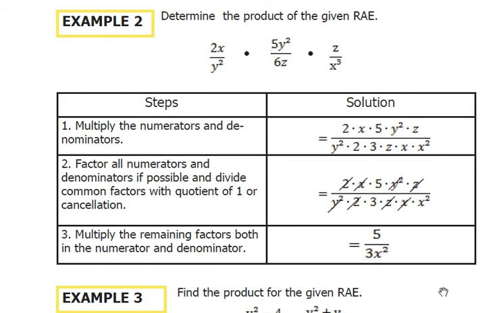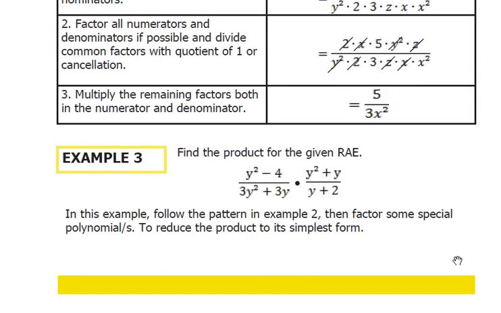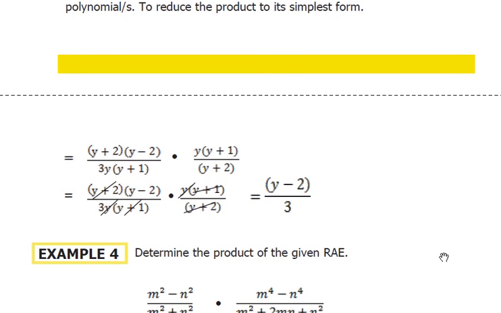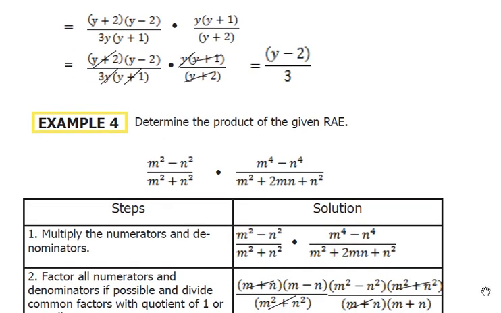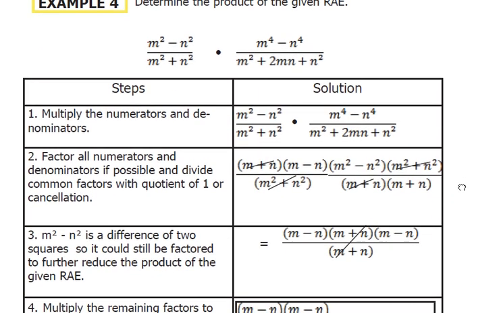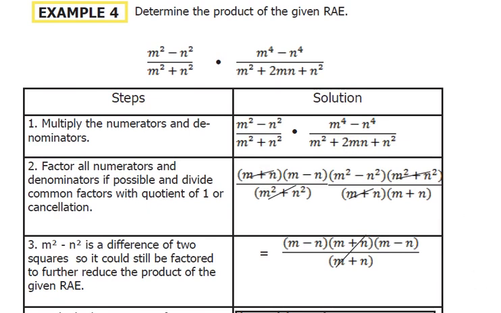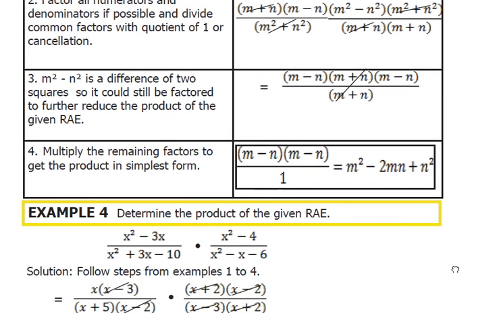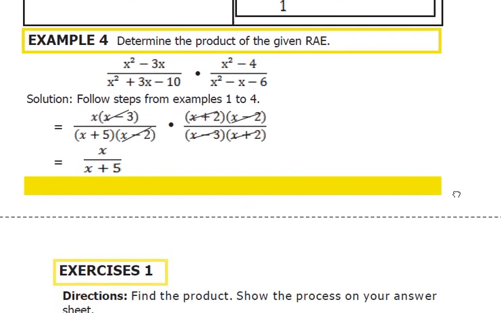Okay. For example 3, we have here a little bit more complicated than examples 1 and 2, but the skills in factoring will get you through this example. For example 4, variables containing m and n. So you have here the steps and the final answer. Moving on, the next example.